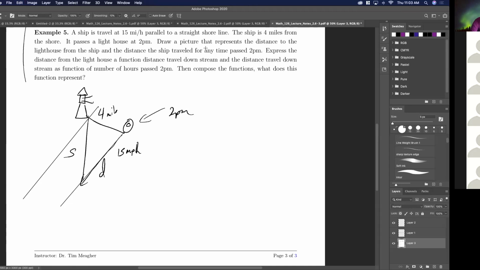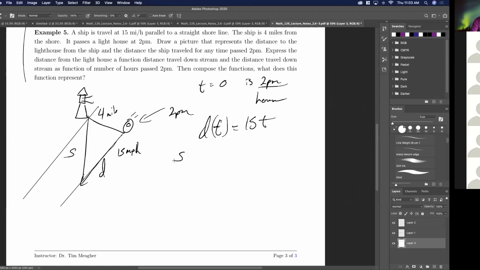So we're just going to say t equals 0 is 2 p.m. That's just something to declare. When time is 0, it is 2 p.m., and we're going to measure time in hours. Why? Because that's what we have here. So this distance D, for any given time, is how much I've traveled along this part, and it's going to equal 15 times t, right? Because that's how many hours I've traveled past 2 p.m., which is how far my little boat has gone.